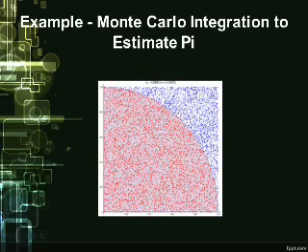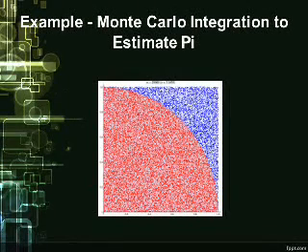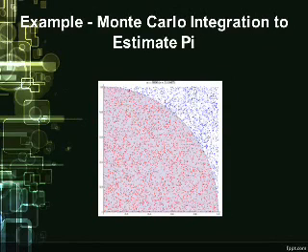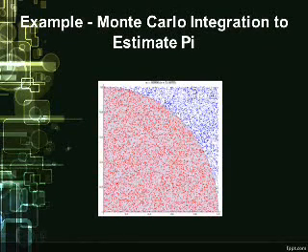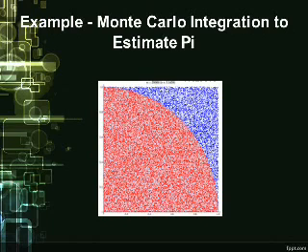We show an example of how to use the Monte Carlo algorithm to estimate the value of pi. In the beginning, we see the pictures. After placing more random points, the estimate of pi is close to the actual value of pi, 3.14.